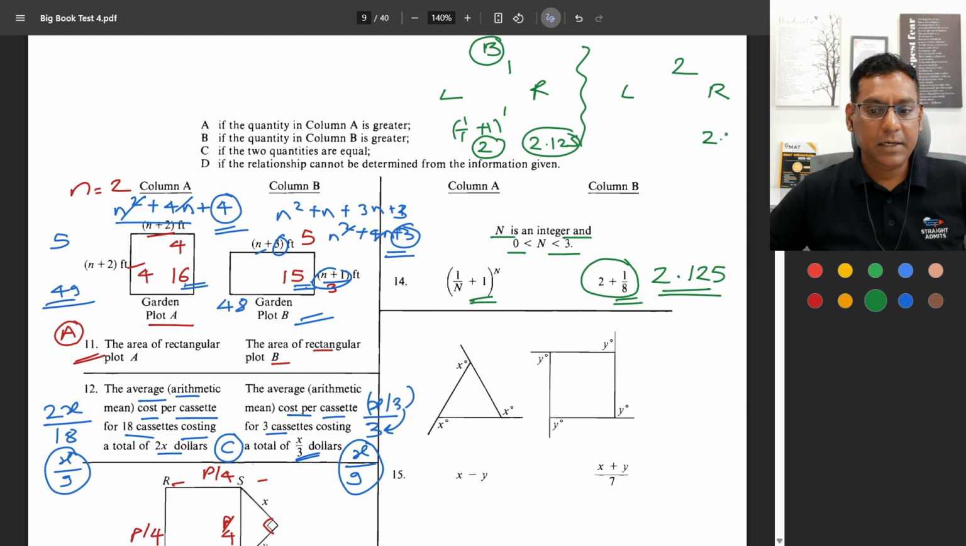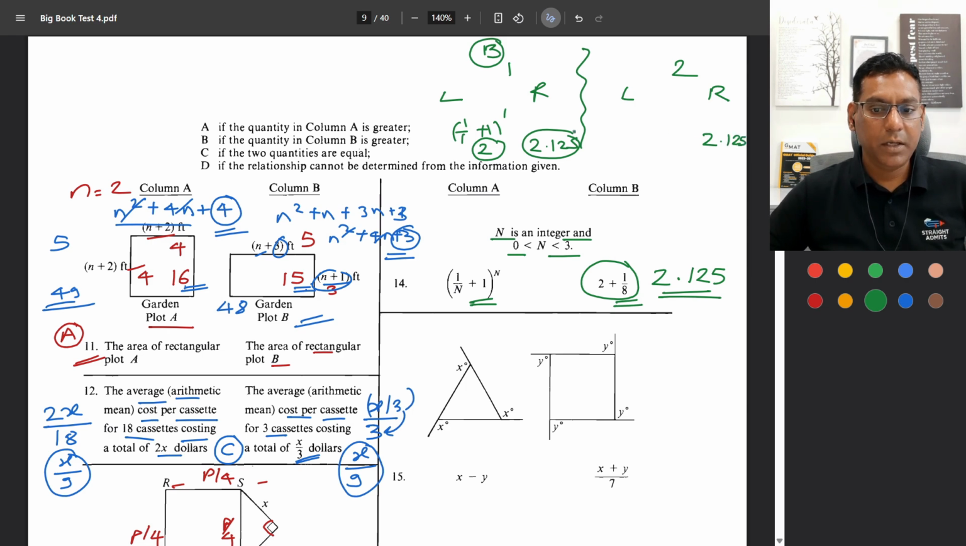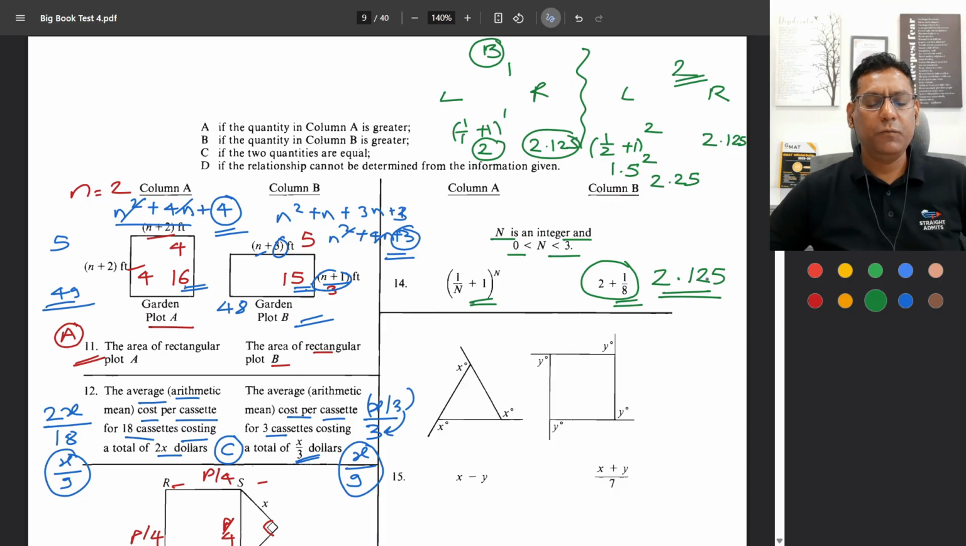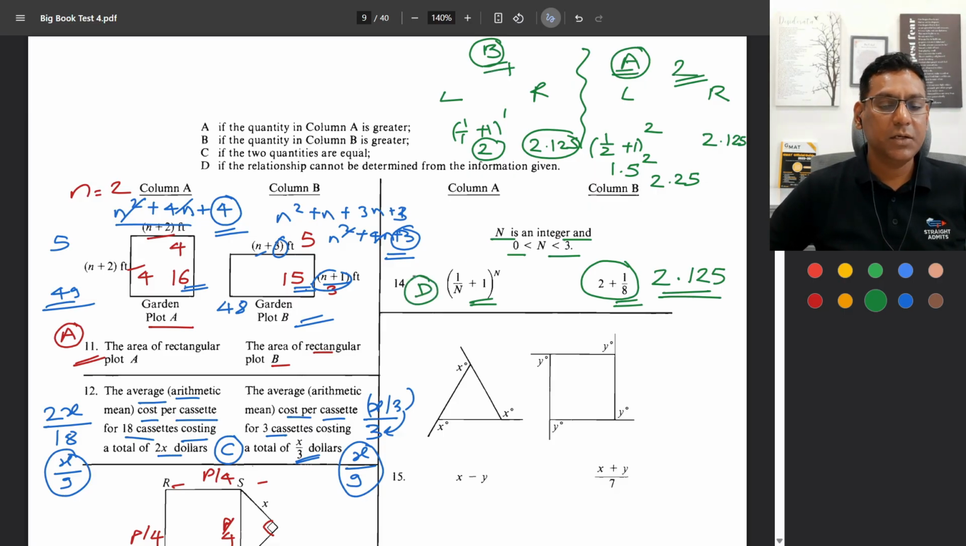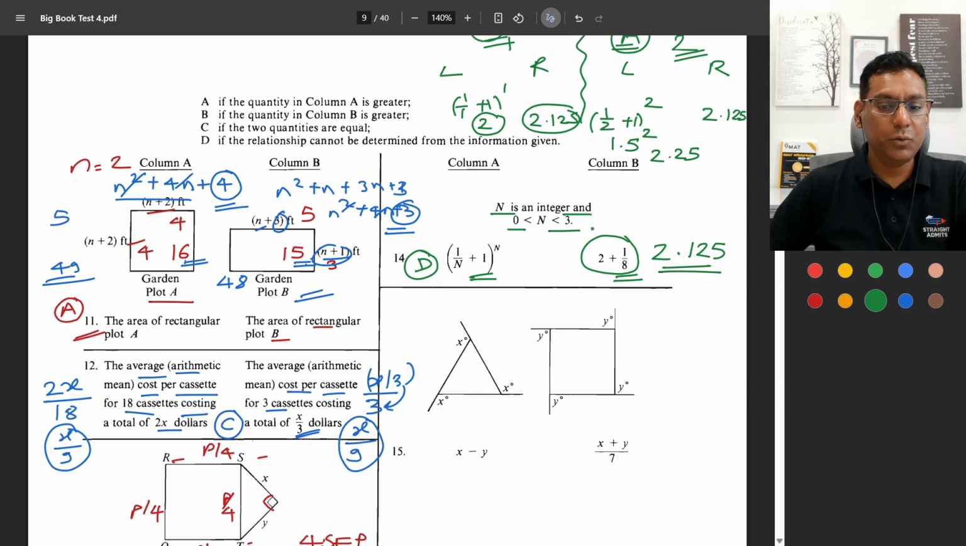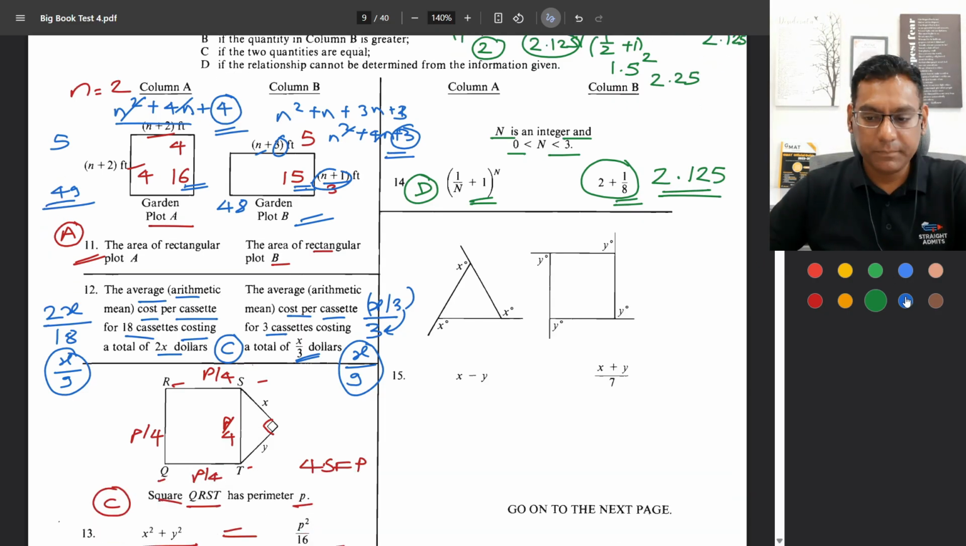In this case again, right hand side I have the same number. Left hand side, what do I get? When n is equal to 2, I get 1 plus 1 by 2, raised to 2. So that is 1.5 squared, that is 2.25. So 2.25 as compared to 2.125, I get A as the answer. So I'm getting two different answers in two different cases. Answer is going to be D. You need to figure this out meticulously. If you make some calculation mistake, you might get it wrong. But otherwise it's a pretty straightforward question.